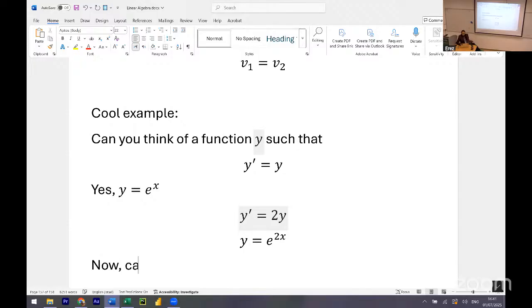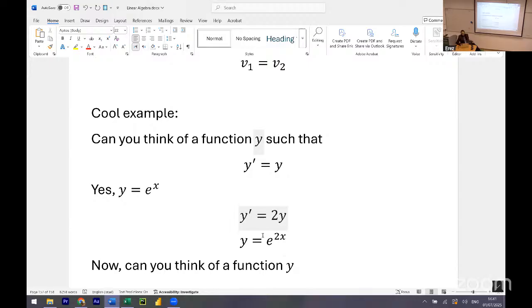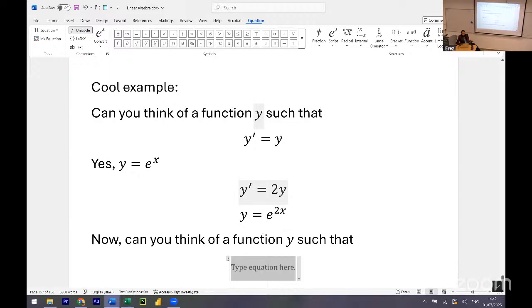Now, can you think of a function? So far, it has nothing to do with linear algebra. But wait a few seconds. Calculus. Can you think of a function y such that the second derivative of y minus 3y prime plus 2y equals 0?